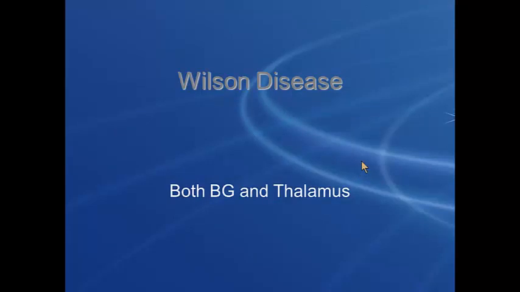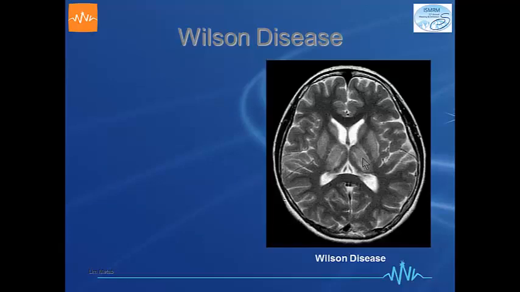Now, Wilson disease is something that affects both the basal ganglion and the thalamus. And here's a patient who has a presentation at a young adult age. So some of these patients may not be purely pediatric or young children, but this patient at 16 years old started presenting with hand tremors and poor coordination.